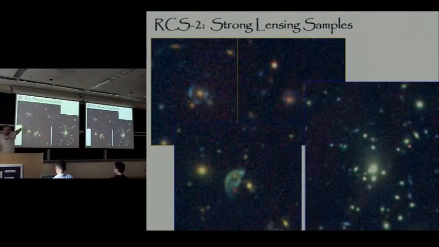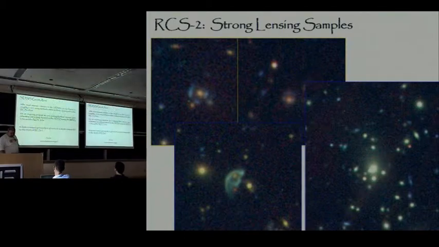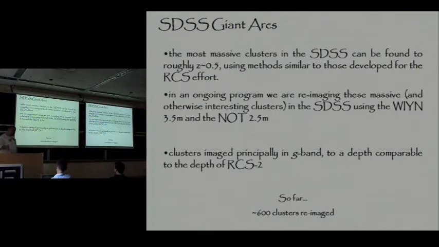And I'm sure we were not comprehensively looking for things like this. The eye was not trained to find those. So there's probably double that in that area. And I'm sure there's hundreds more in the rest of the survey. So that's RCS2. So right now about 80 giant arc systems in RCS2.